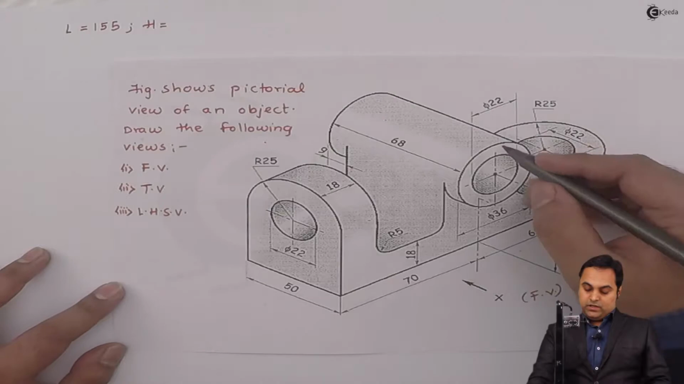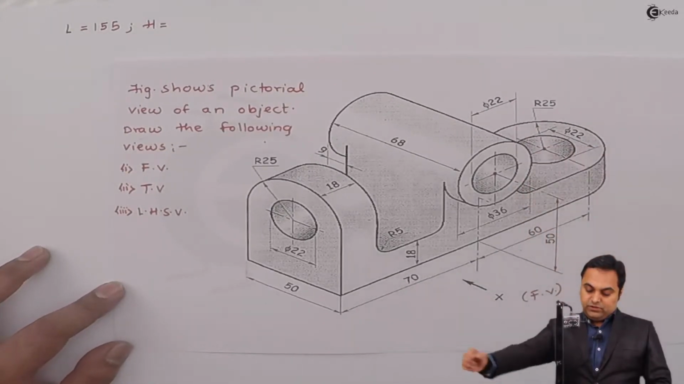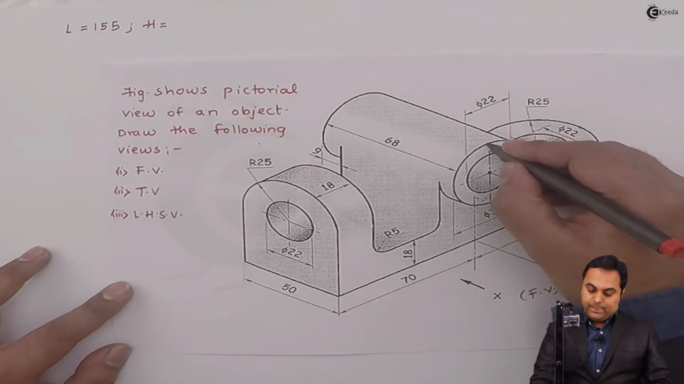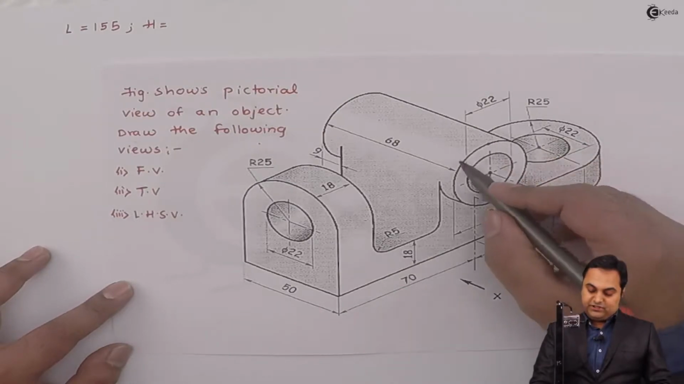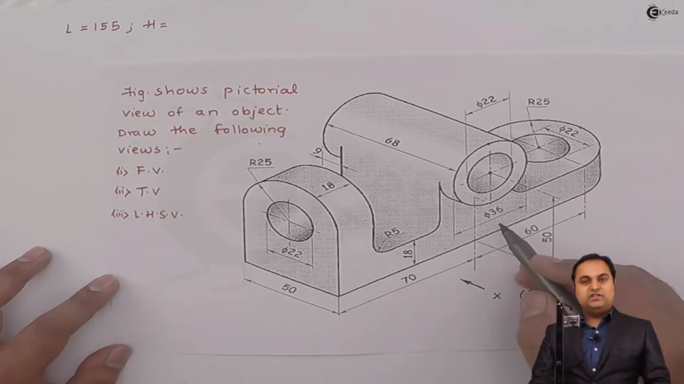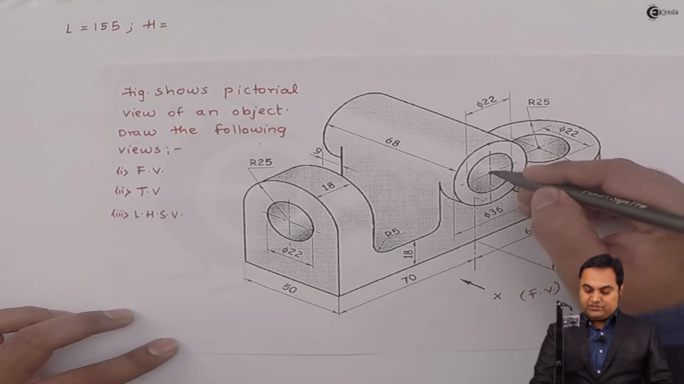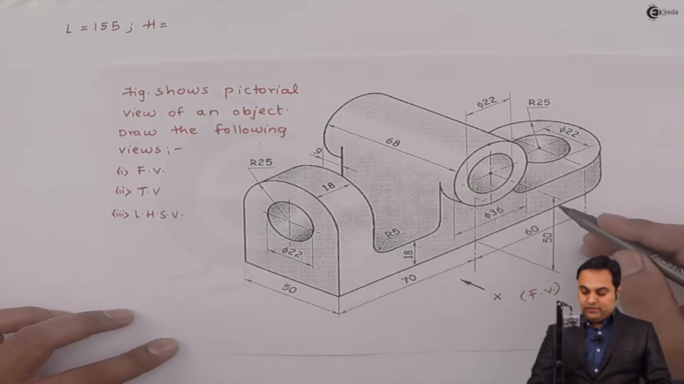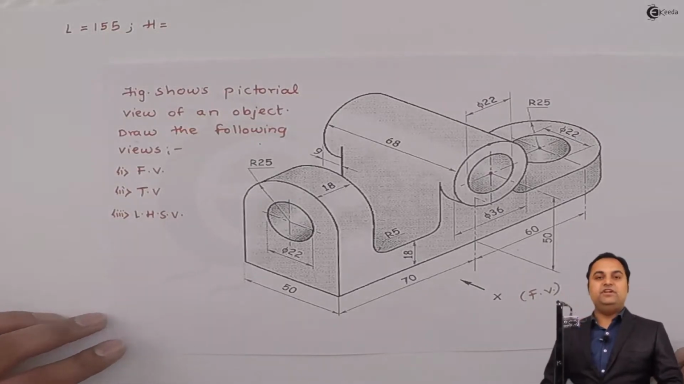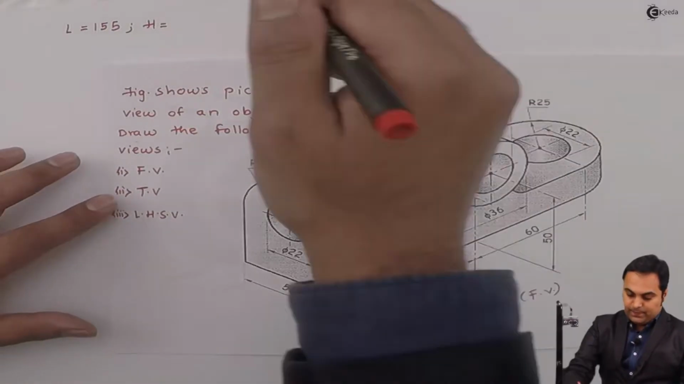Then the total height, here it is 50 up to the center. Next, from the center up to the top, the distance is nothing but the radius of the outer circle. The outer circle has a diameter of 36, so its radius is 18 from the center up to the top. So 18 plus 50, that is 68, is the total height of the object.